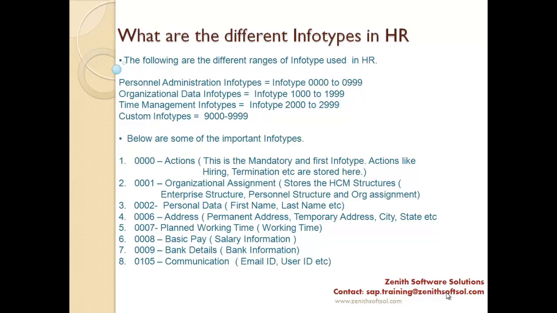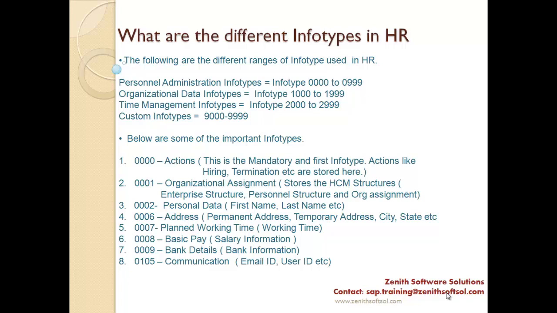The third one is info type number 2, which is personal data. What does info type 2 do? It stores the first name, last name, birth date, etc. Then coming to info type number 6, info type 6 is address. It stores the address details, like it could be a permanent address, it could be a temporary address, your house number, your apartment number, your city, country, zip code, telephone number, and similarly other details.